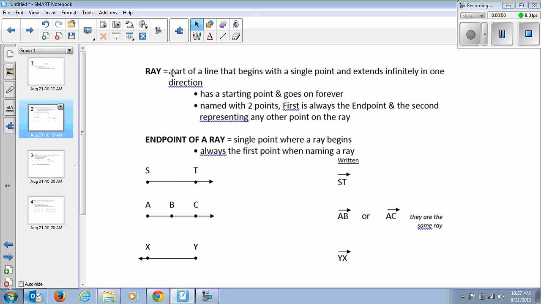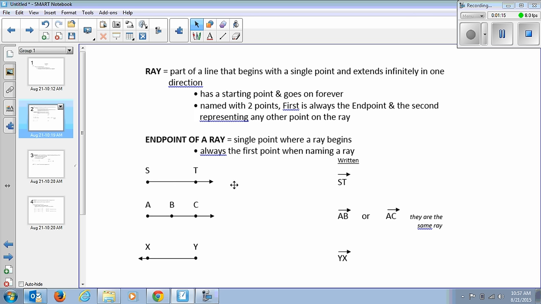It takes 2 points to name a ray. Here is your symbolic notation right over here. Notice it has only one arrow on the symbol, not two. Our line again had two. Our ray only has one. Anytime you write the symbolic notation, you always write it from left to right. The arrow will always point to the right when you are writing out the name of the ray.